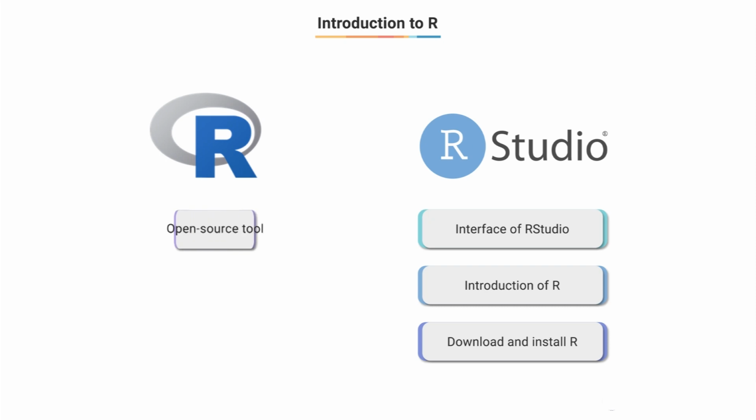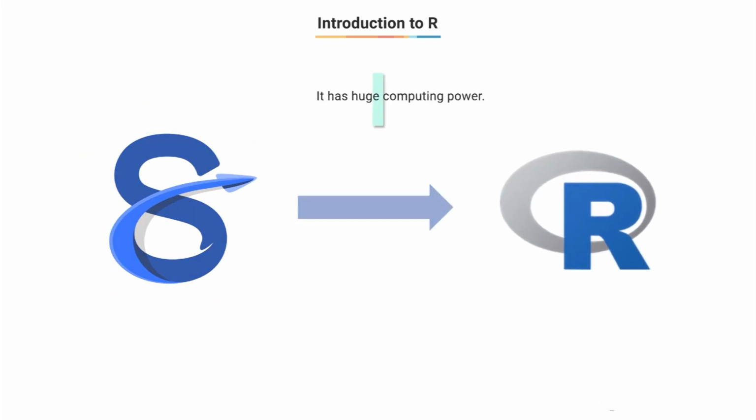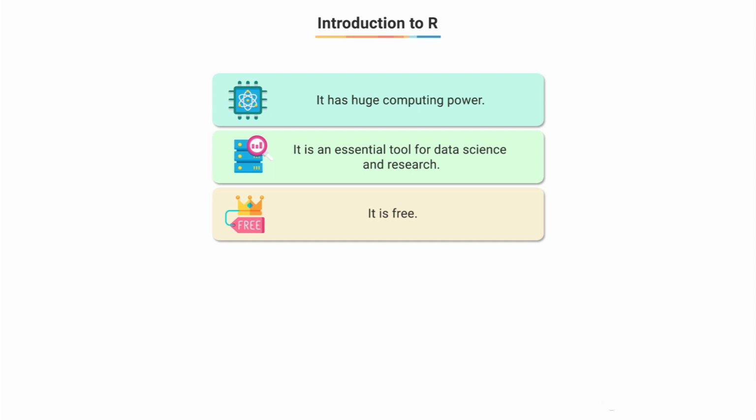R is an independent open source tool and offers free implementation. It is an extension of the S language. It has huge computing power. It is an essential tool when it comes to data science and research. A key advantage of the R system is that it is free, it's easily downloadable and installed. And as we'll describe shortly, it is easy to use.